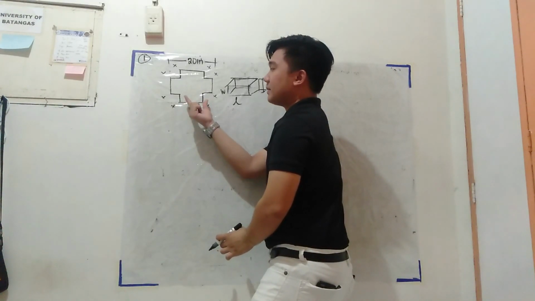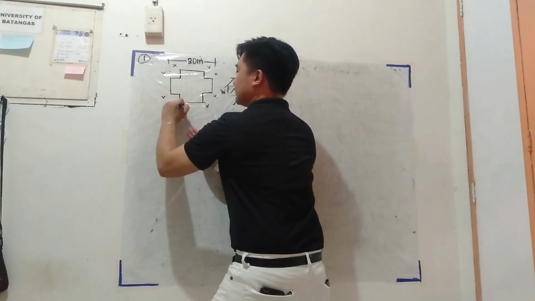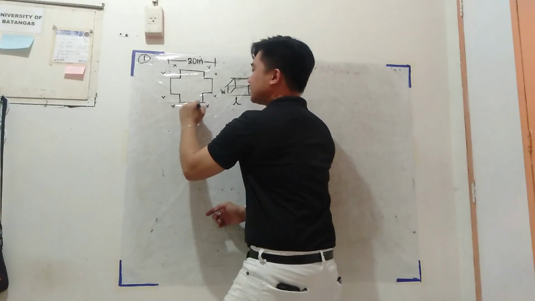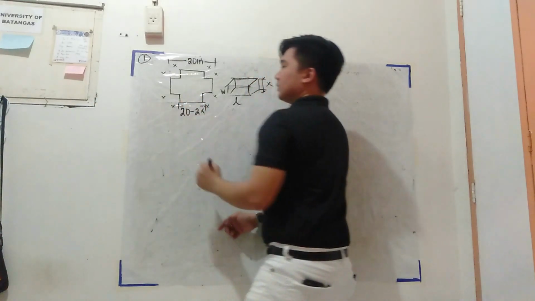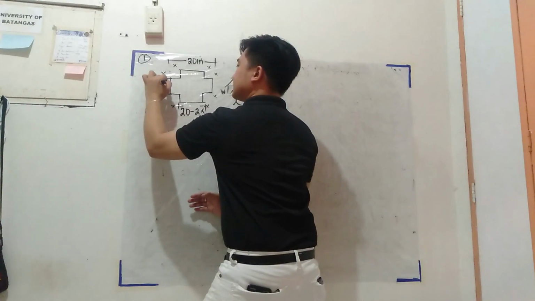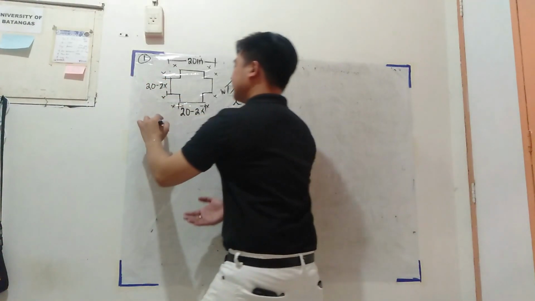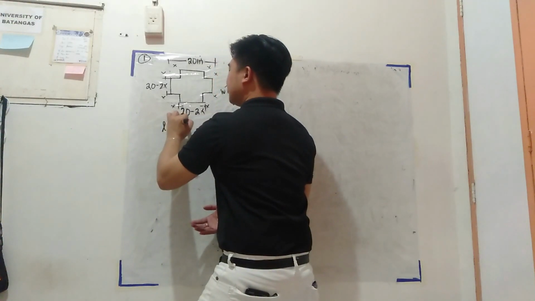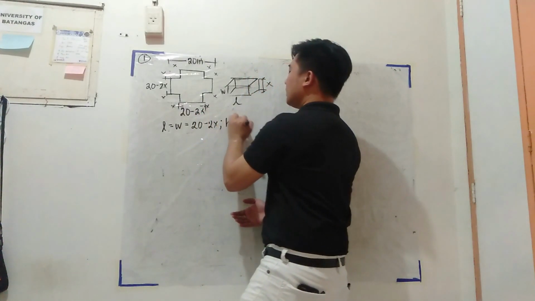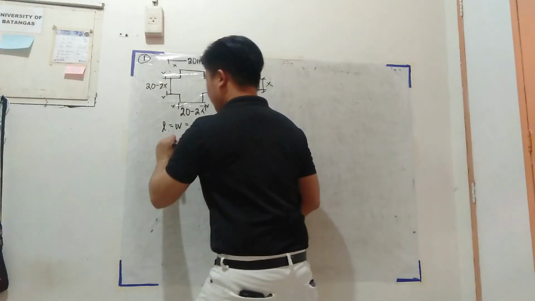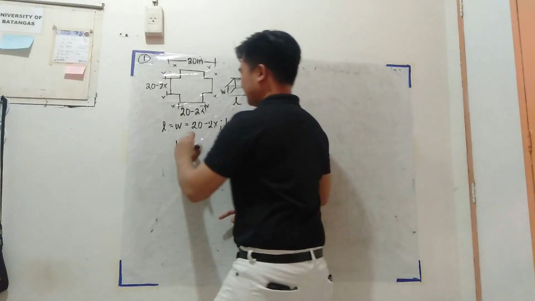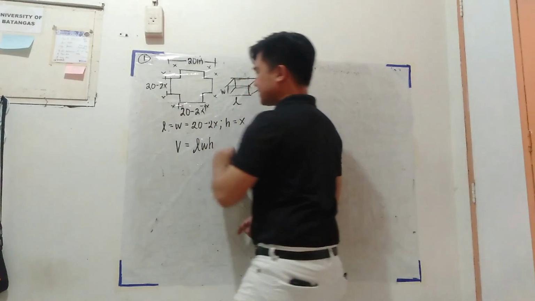Okay? So, para malaman, di ba ito ay 20? Nag-cut ka both sides na ang size ay x. Ay di 20 minus 2x ang length nun. And at the same time, ang length nito ay 20 minus 2x din. So, length is equal to width is equal to 20 minus 2x while your height is equal to x.